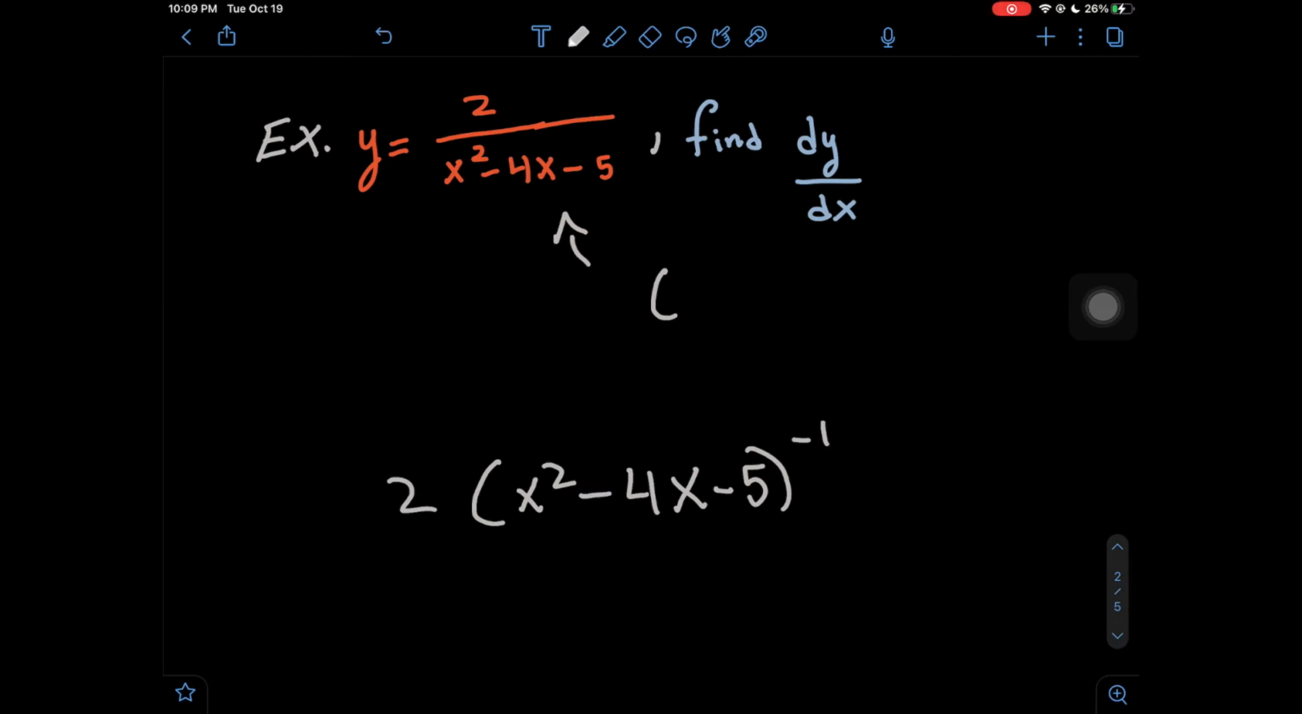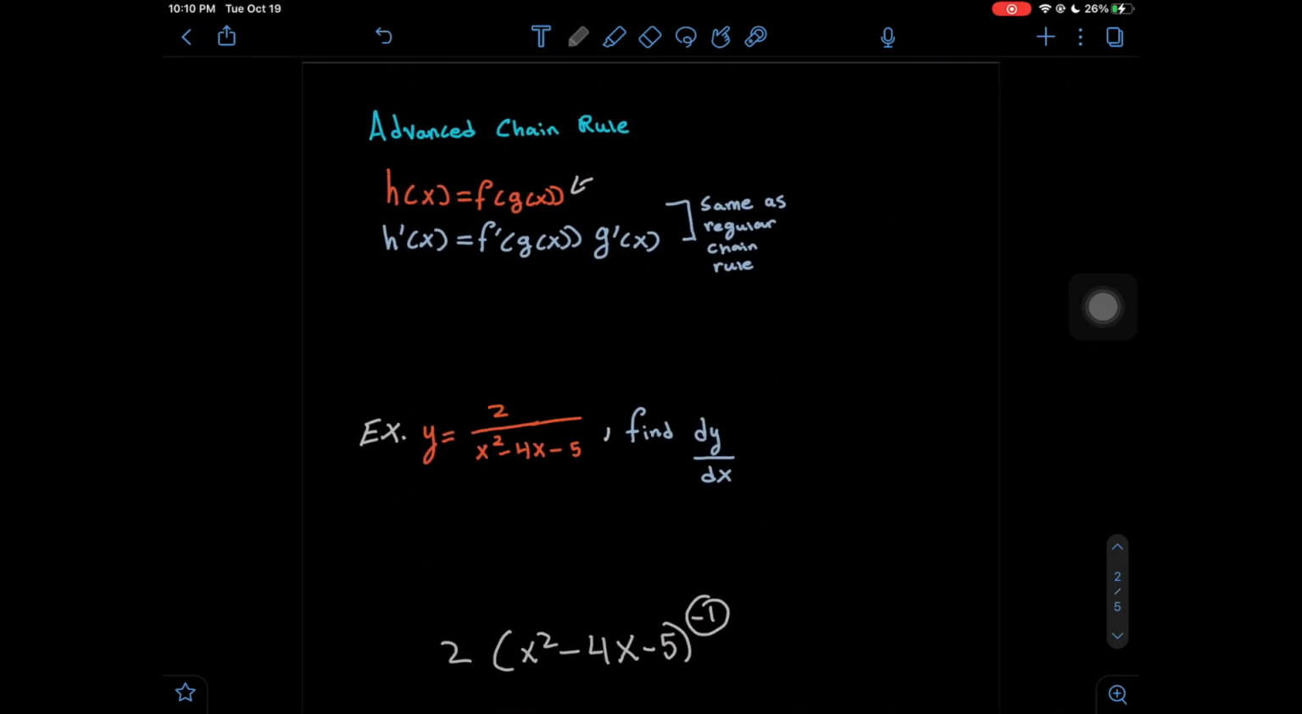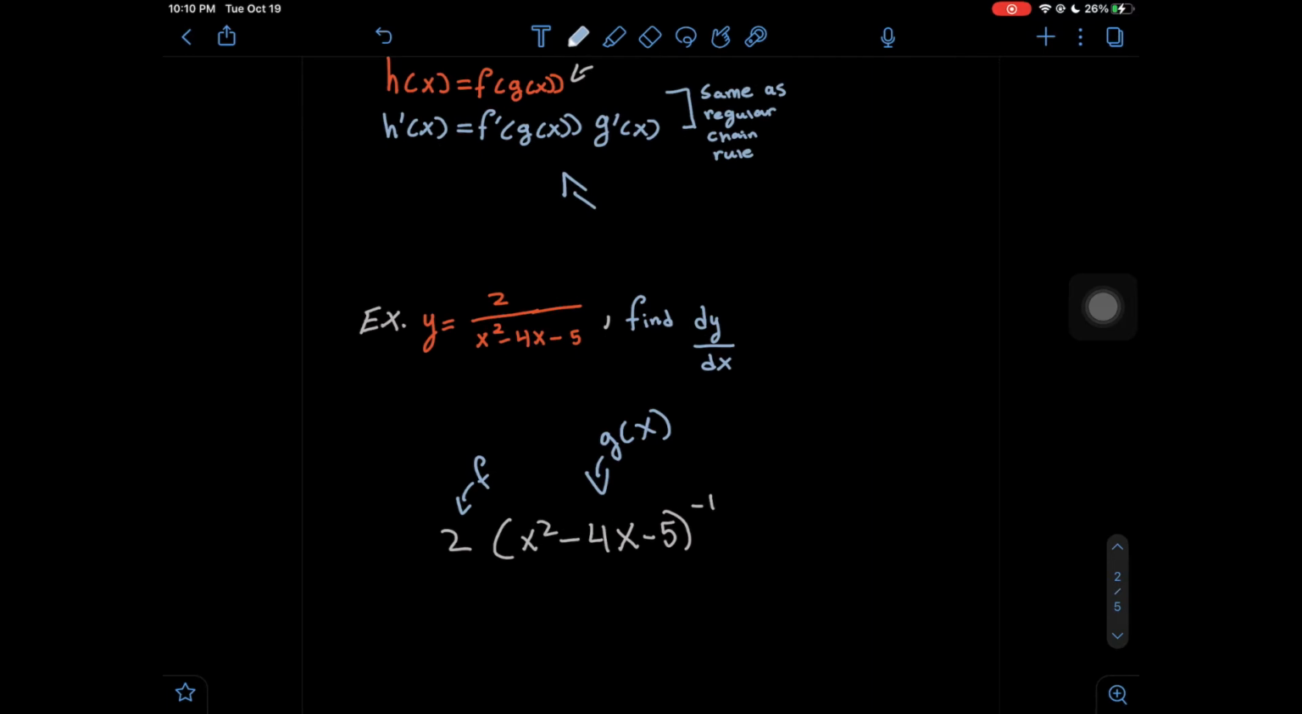So now we have 2 times x squared minus 4x minus 5 to the power of -1. Again, this -1 came from moving this all the way up to the numerator. So now let's see if we're in that base equation just yet. So yes, we are. We have our f, which can be marked as 2. This is our g of x, and we have an exponent up here. So now we're going to make it look like that.